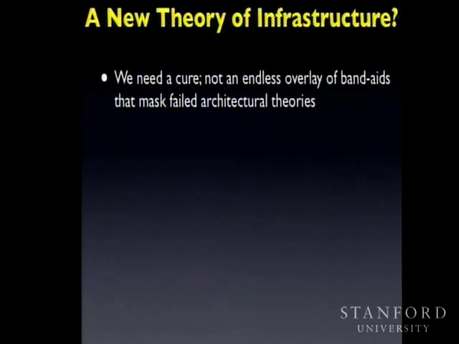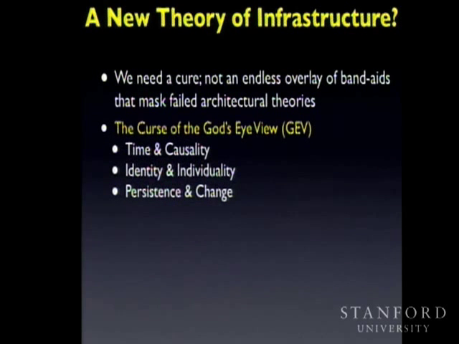So we need basically a cure, not some kind of palliative or a band-aid, one pile on top of the other, because all that they do is mask these failed architectural theories. And they truly have failed. The failed architectures are those that leak complexity all over the floor.